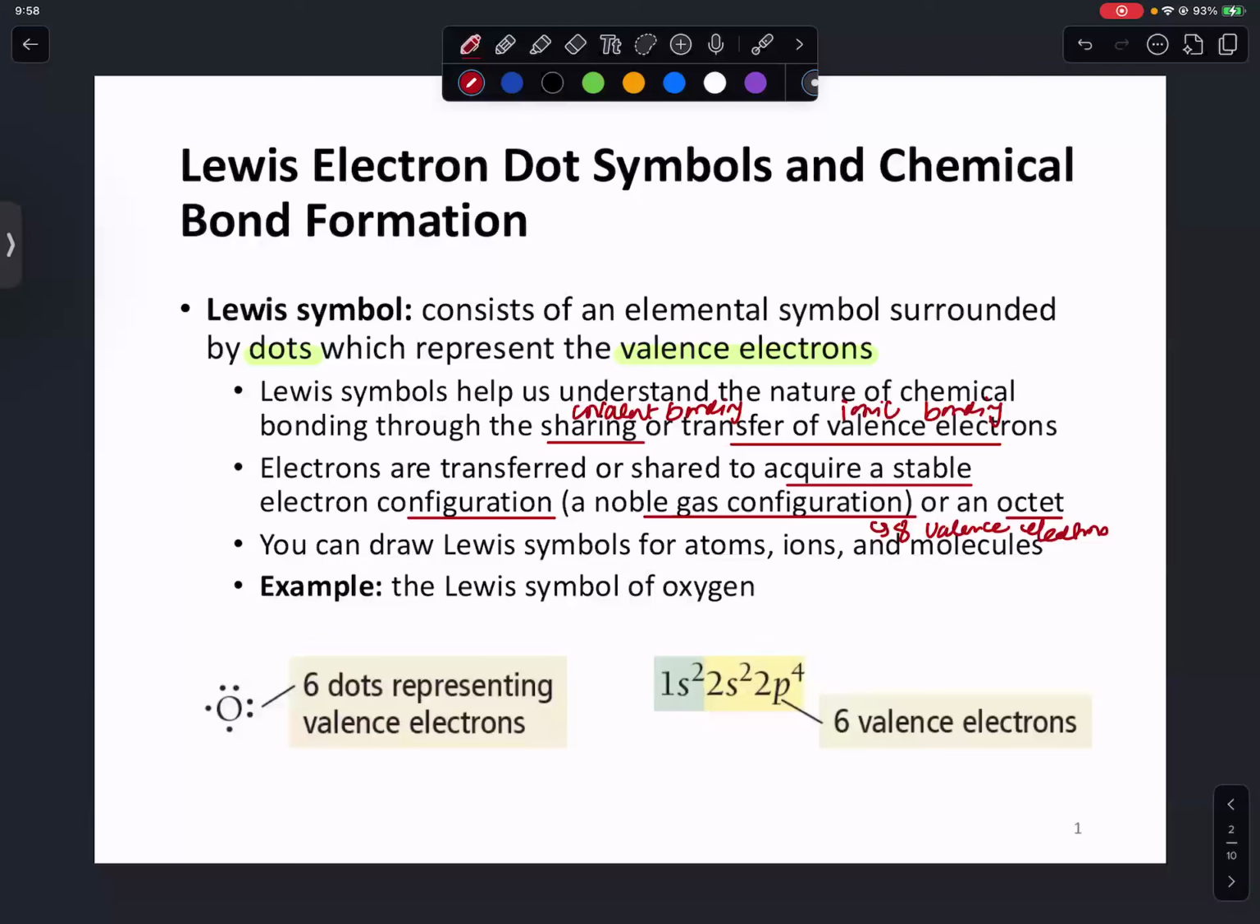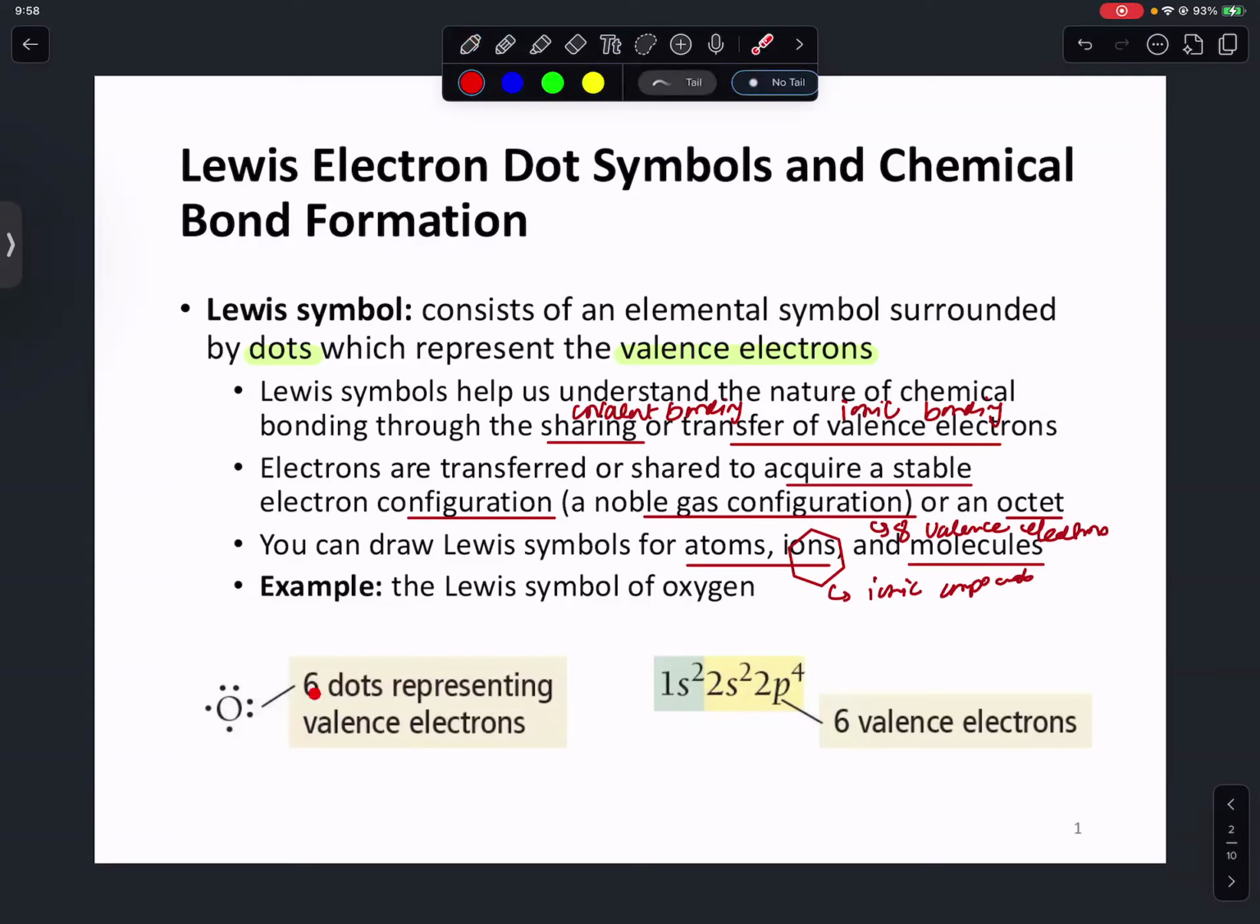We will learn how to draw first the Lewis symbol for atoms and ions. Then in this video, I'm going to show you how to go from ions to ionic compounds. In a different video, I'm going to show you how to draw the Lewis symbols for molecules and polyatomic ions. Here is an example of what a Lewis symbol looks like.